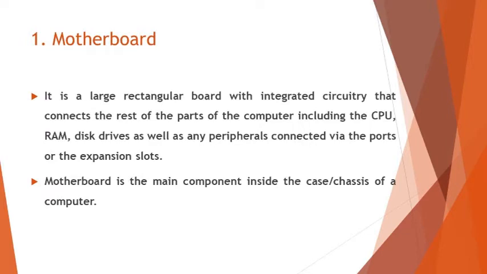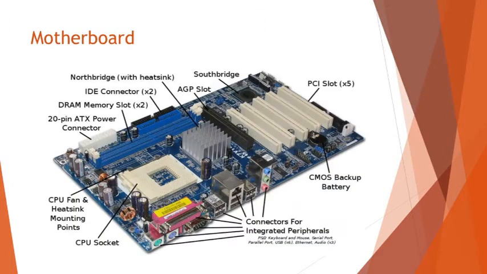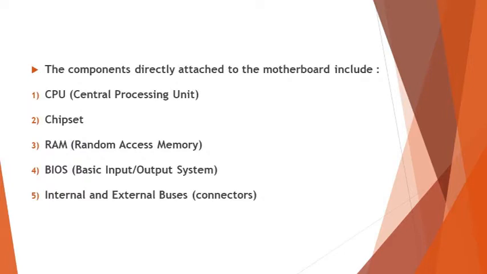So first, the motherboard, which is the main component inside the case, a large rectangular board with integrated circuitry that connects the rest of the parts of the computer, including the CPU, the RAM, the disk drives, which include the CD, DVD, hard disk, or any other devices, as well as any peripherals connected with the help of the ports or the expansion slots. So this is regarding the motherboard. We have the central processing unit, then the chipset, RAM, the BIOS, which is the basic input output system, then the internal buses and external buses. This means the internal and external connectors. So these are the major components of this motherboard.